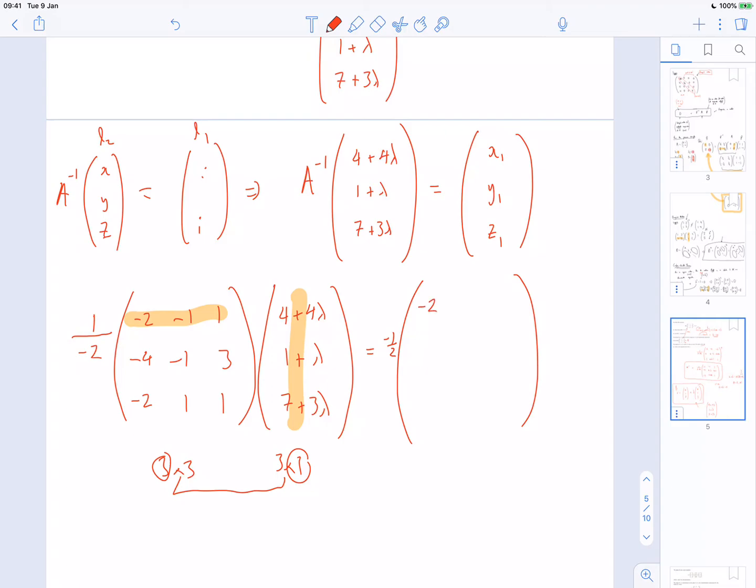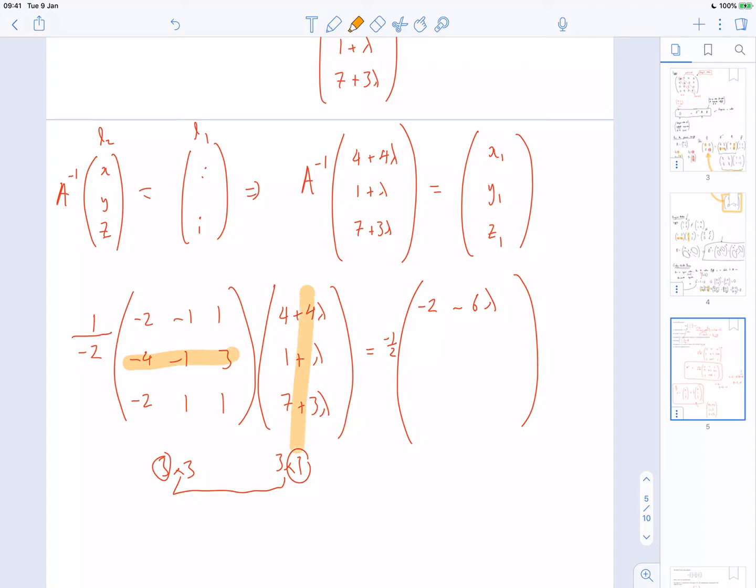And then sweeping through that again, I've got minus 2 times 4 lambda, so I've got minus 8 lambda. I've got minus 1 times lambda, so that's minus 1 lambda. And I've got 1 times 3 lambda, so minus 8 minus 1 plus 3 will give minus 6 lambda. So that's that done. And now for the second row, first column.